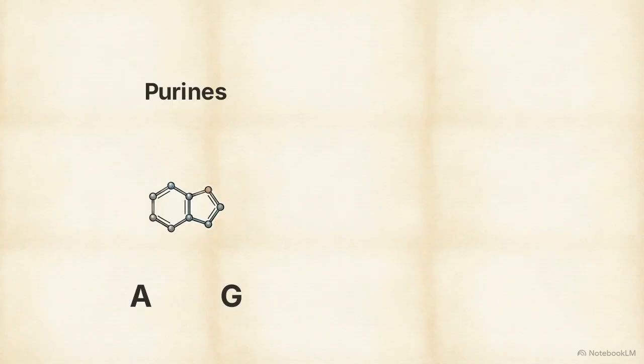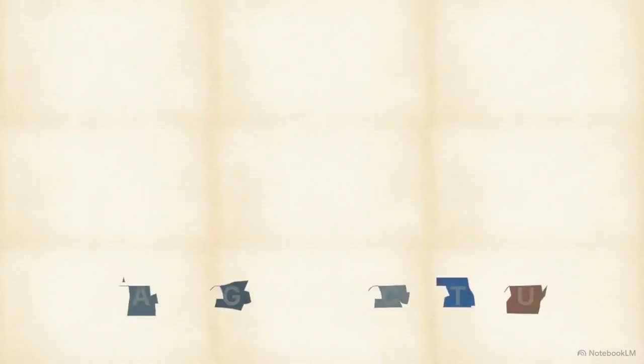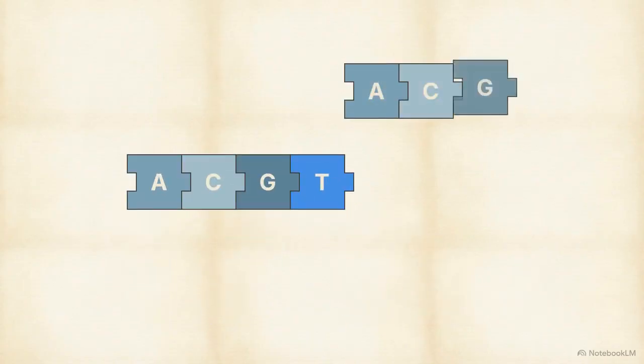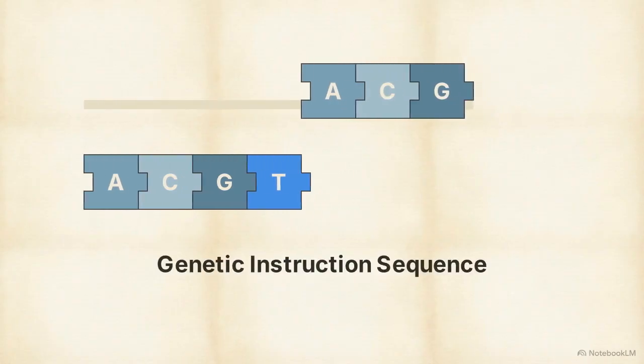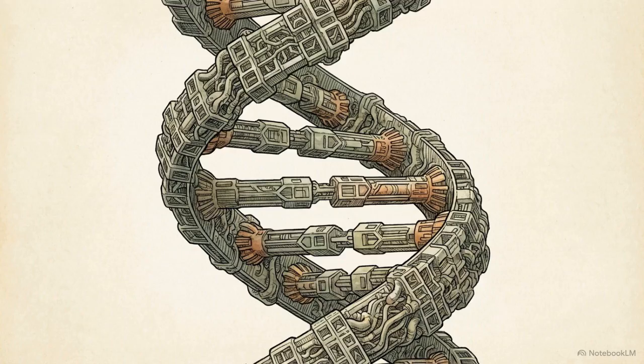These bases are divided into two distinct structural families. The first family, Purines, consist of a double ring structure, Adenine, or A, and Guanine, or G. The second family, Pyrimidines, feature a single ring structure. These include Cytosine, or C, along with Thymine, found only in DNA, and Uracil, found exclusively in RNA. By organizing these mathematically predictable geometric shapes in specific sequences, the system creates a finite structural alphabet capable of encoding an infinite set of biological instructions.